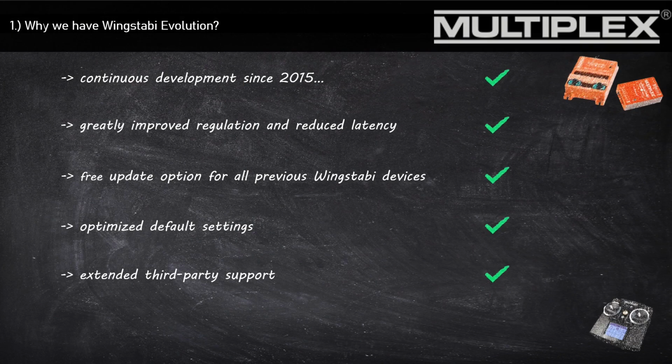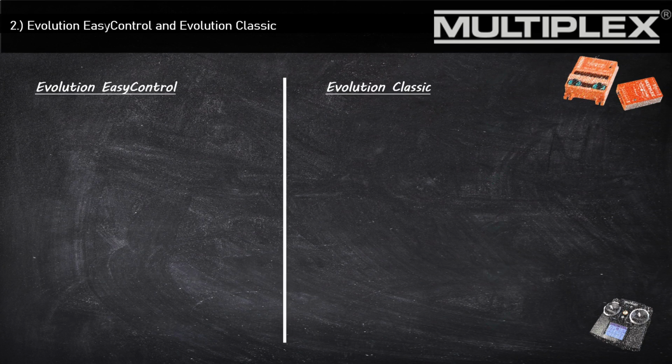Another new point is the extended third-party support of Wingstabi Evolution. That means your Wingstabi will work with Spektrum products that support SRXL, and it will also work with S-Bus variants like FrSky. And last but not least, there are really a lot of great new functions that come with the Wingstabi Evolution. These new functions make the Wingstabi Evolution very unique because no other gyro on the market supports them. So before we get to the details, a little overview about the basics.